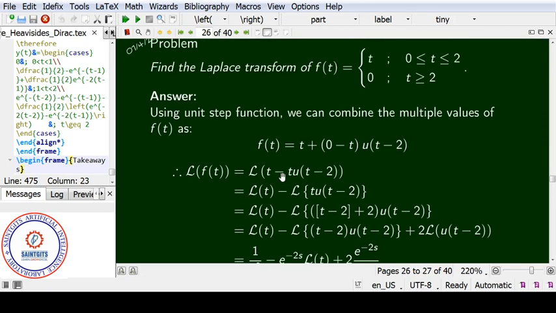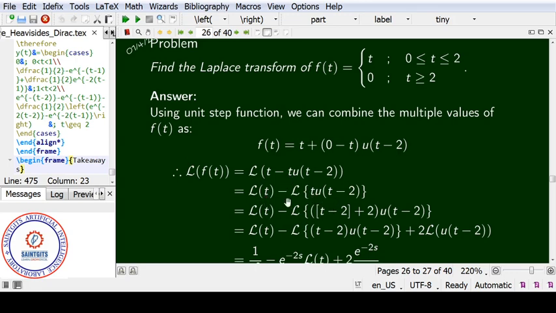So f of t is equal to t plus 0 minus t into u of t minus 2, or t plus minus t into u of t minus 2, or t minus t into u of t minus 2. Now apply the Laplace transform on both sides. So L of f of t is equal to L of t minus t into u of t minus 2. That is equal to L of t minus L of t into u of t minus 2.